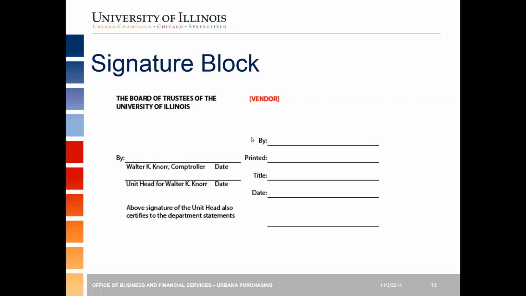The right side of the signature block is where the vendor will sign. Please note their actual signature appears on the line that says by: with the printed name on the next line. The department should have the vendor sign first, and full execution is a signature and date.